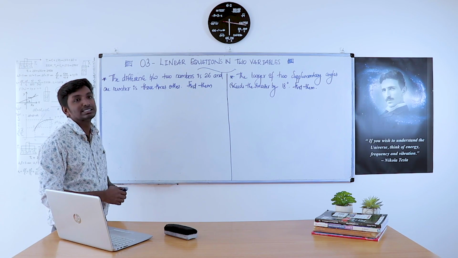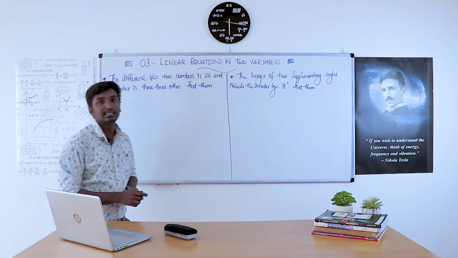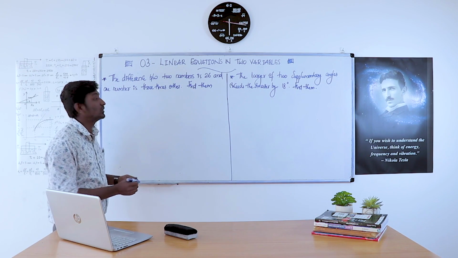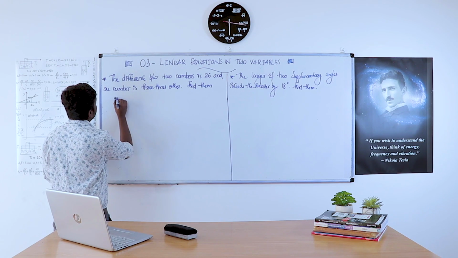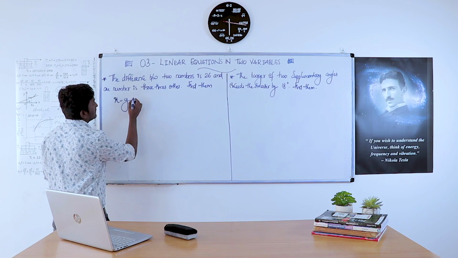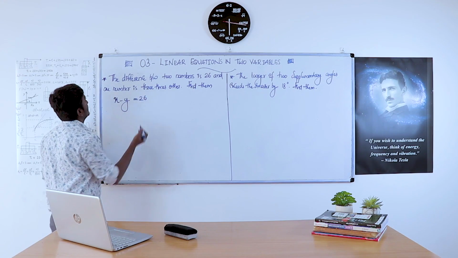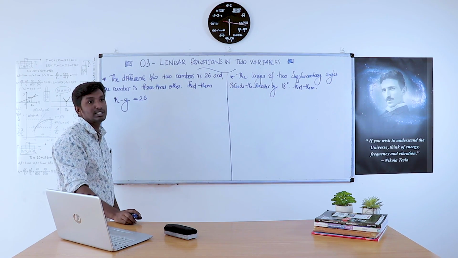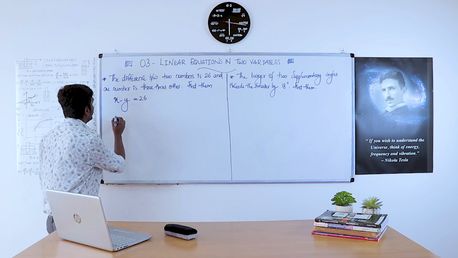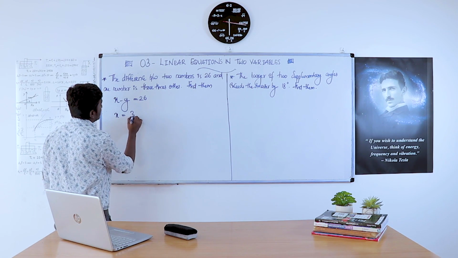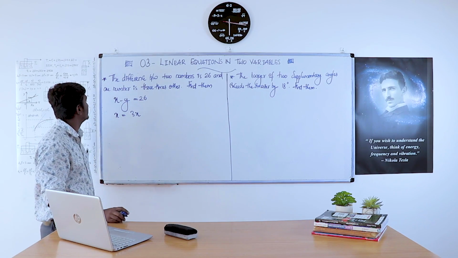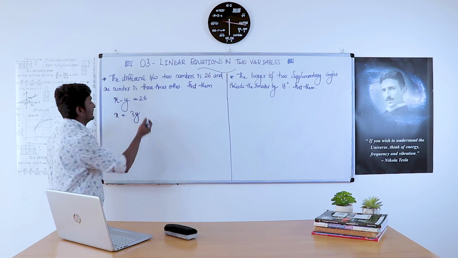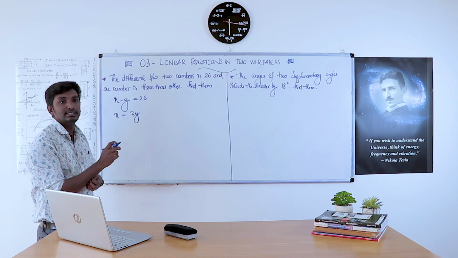We can take the numbers as x and y. Then the condition is the difference between two numbers is 26. If x and y are the numbers, then the difference is x minus y gives 26. And one number is 3 times the other. So, x is equal to 3y. Okay, so this is the condition.